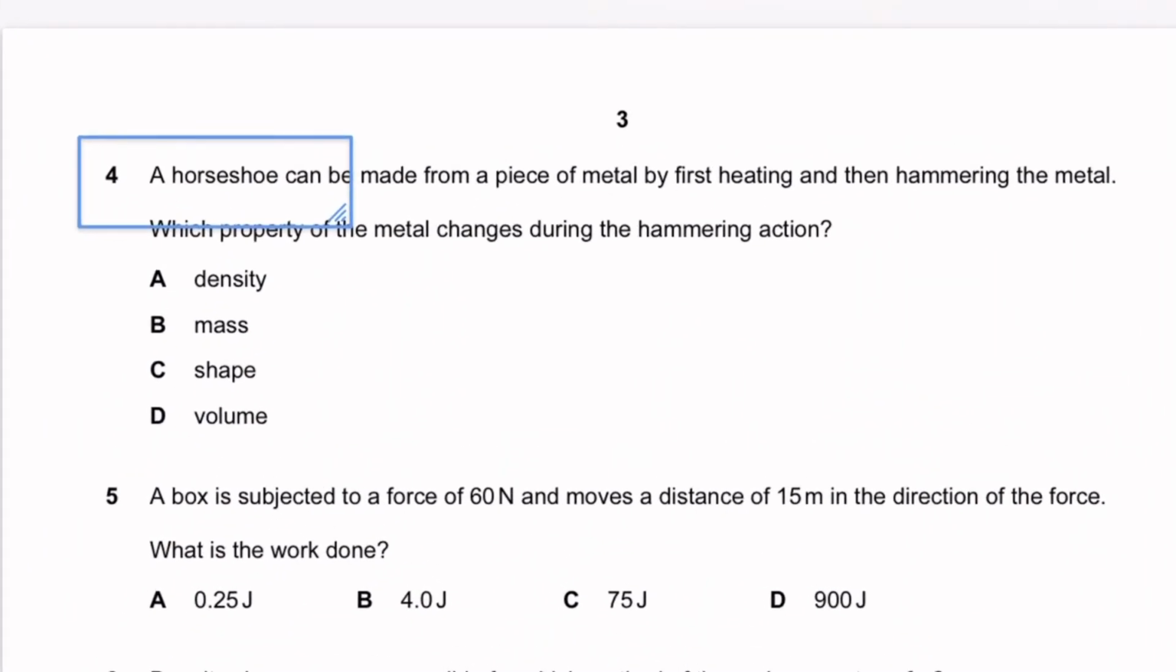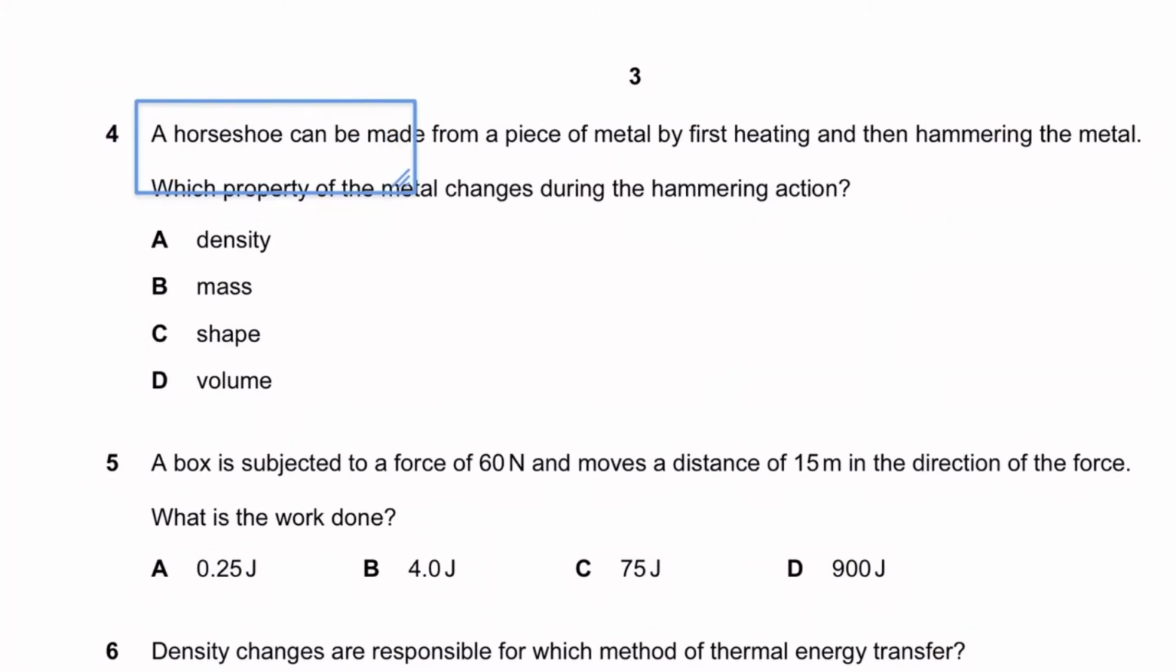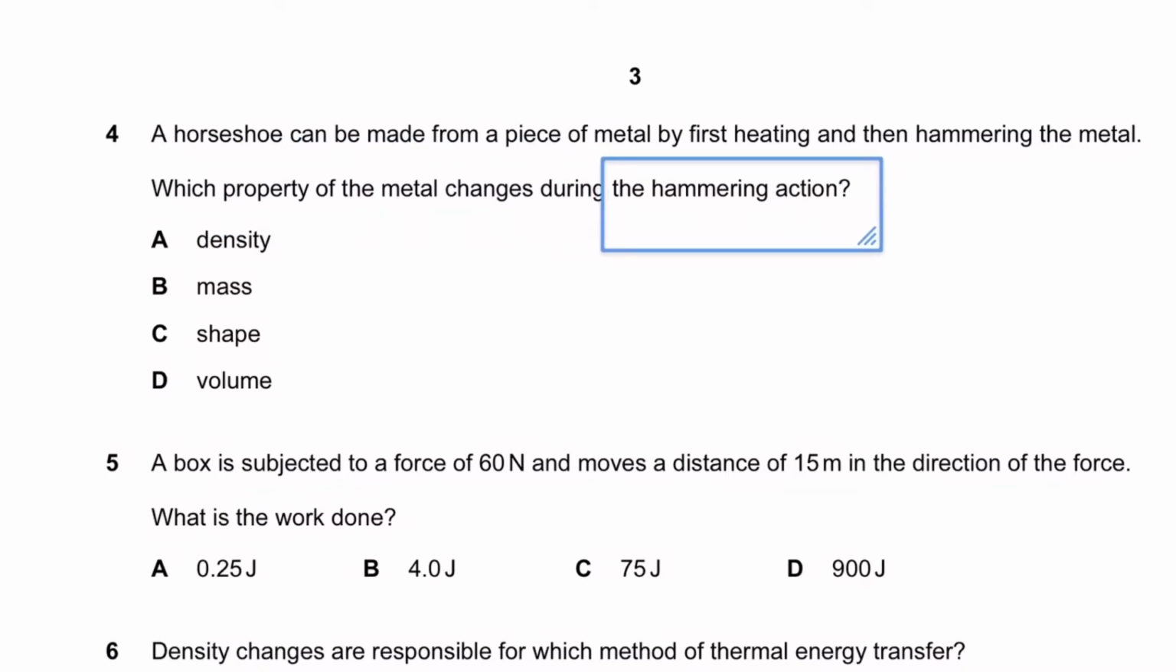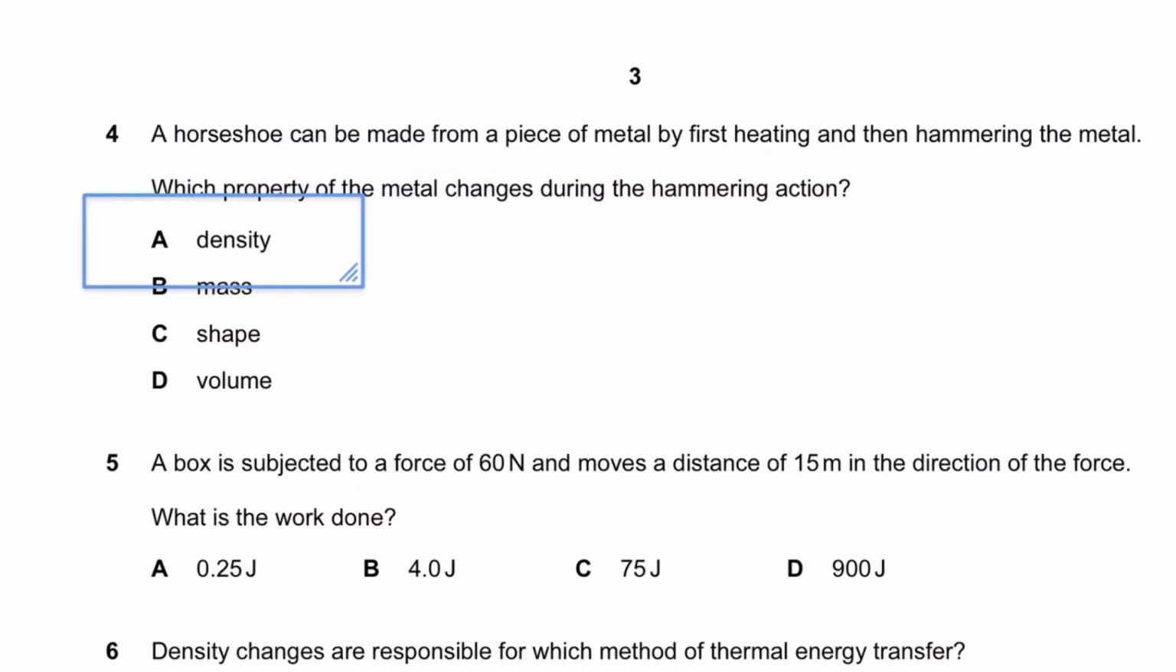Let's zoom in a little bit. All right. A horseshoe can be made from a piece of metal by first heating, then hammering the metal. Which property of the metal changes during the hammering action? Okay, let's go through all the options here. A, density. B, mass. C, shape.